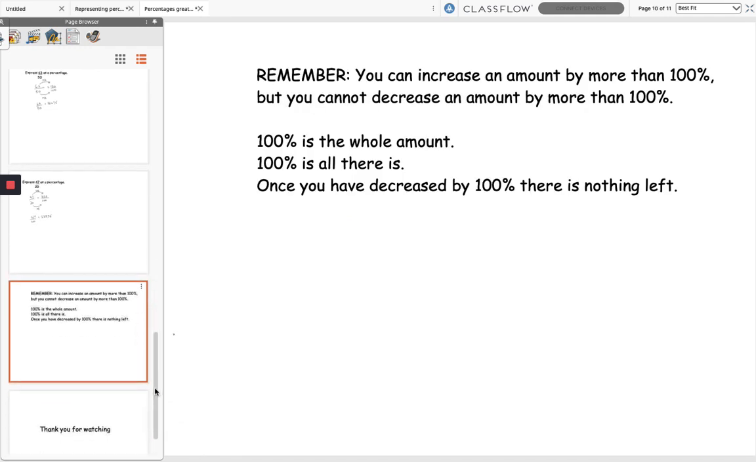Now, you must remember that you can increase an amount by more than 100%. You can increase an amount by whatever percentage you want to, but you cannot decrease an amount by more than 100% because you've only got 100%. So if I've got a bag of sweets and I give them away, I can't give away more than 100%, because I've only got 100%. 100% is the whole amount, that's all that there is. And once you've decreased by 100%, there is nothing left. So that's why you cannot decrease an amount by more than 100%.